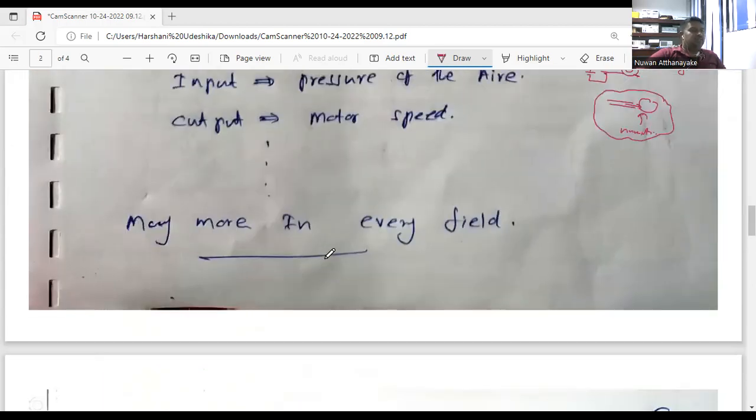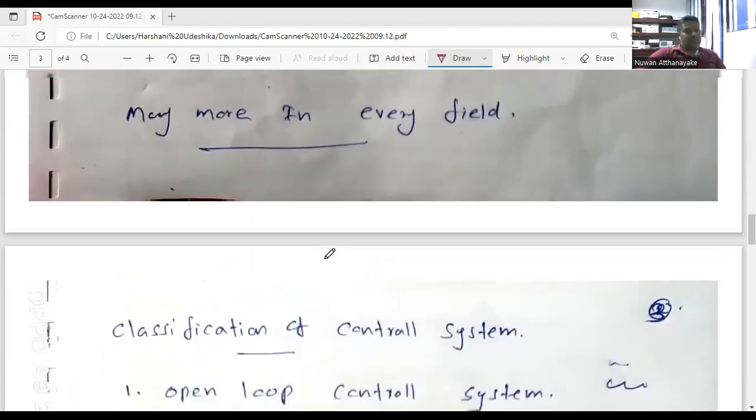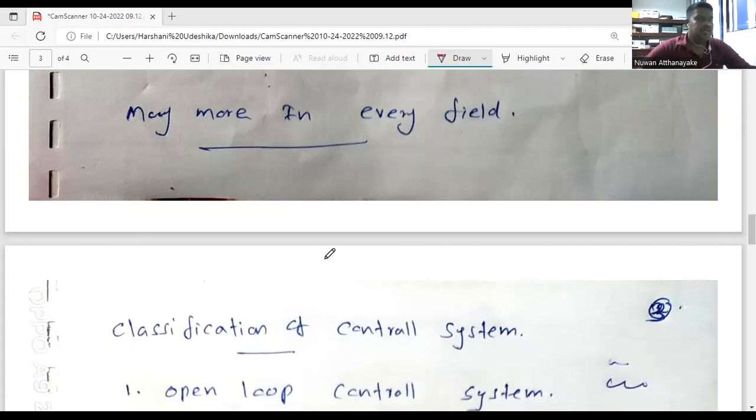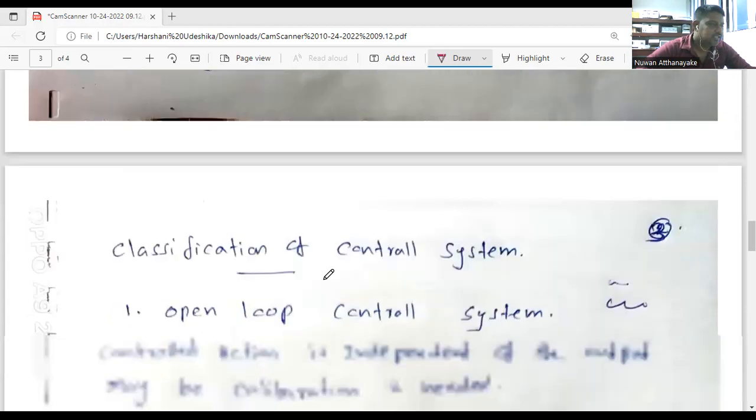So now I think you have an idea what a control system is. It is nothing but a system that is responsible for keeping the stability of the output, or the stability of the controlled variable, as desired. That is the idea.